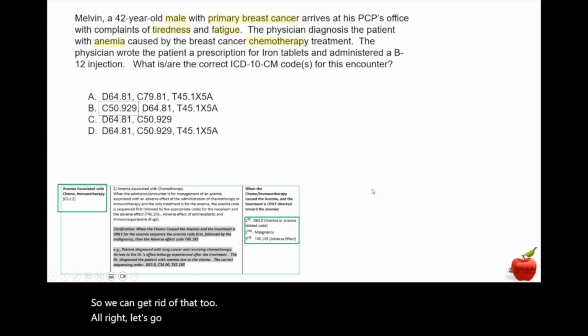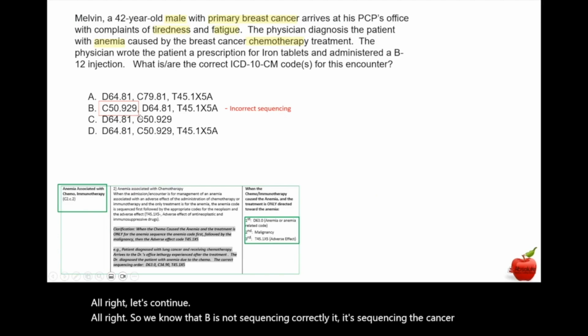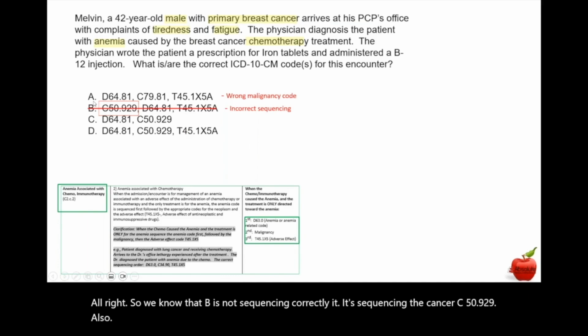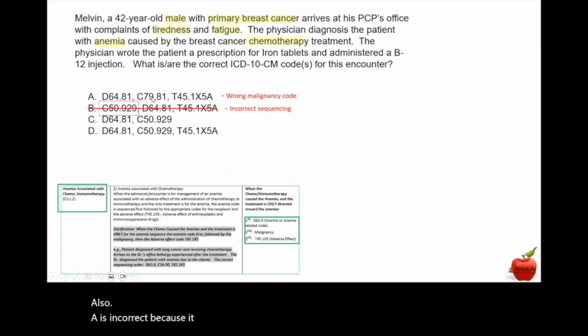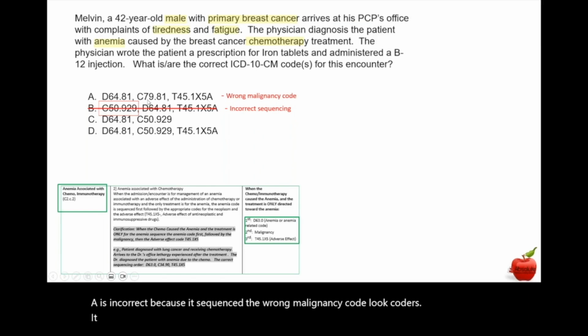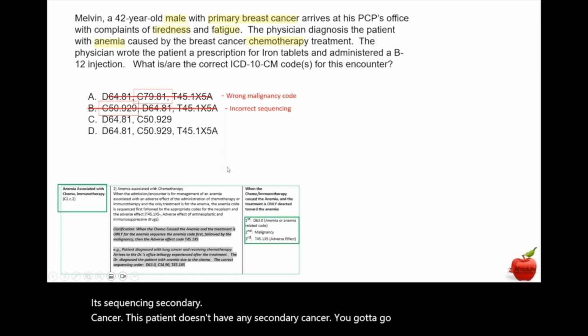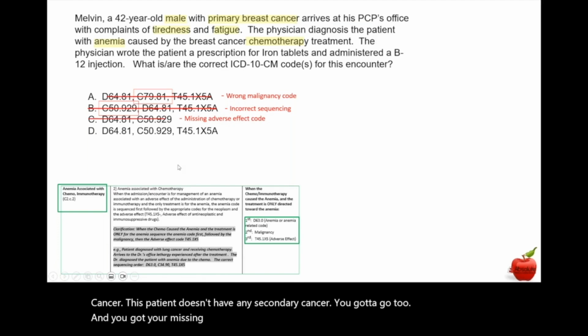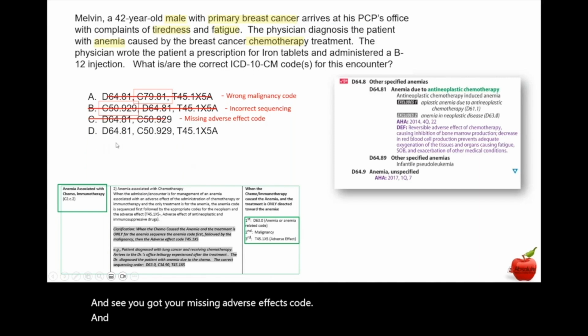All right, so we know that B is not sequencing correctly. It's sequencing the cancer, C50.929, first. Also, A is incorrect because it sequenced the wrong malignancy code. Look, coders, it's sequencing secondary cancer. This patient doesn't have any secondary cancer. And C, you've got your missing adverse effects code. And D, that's your answer.